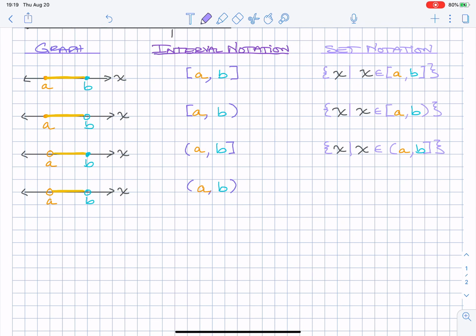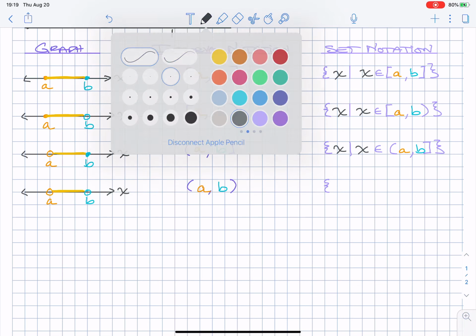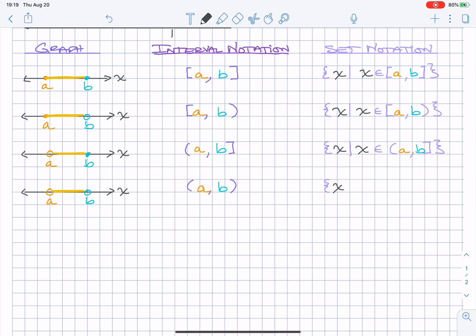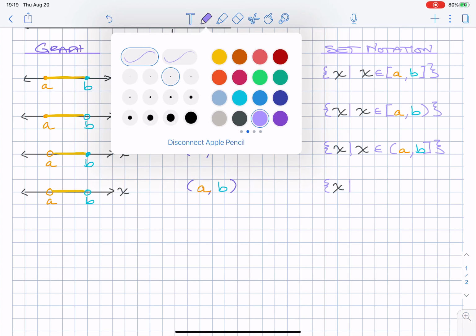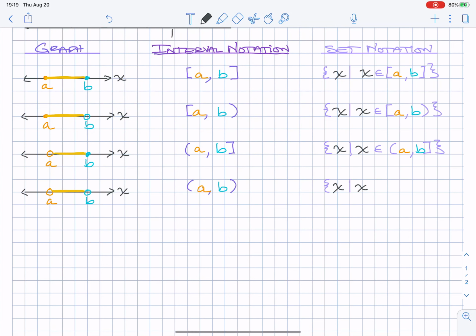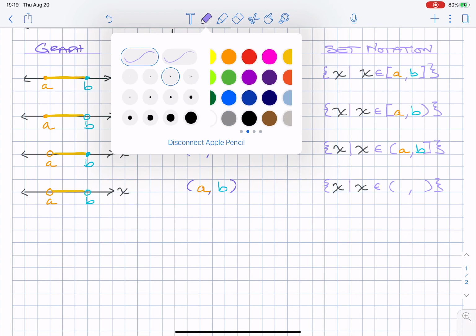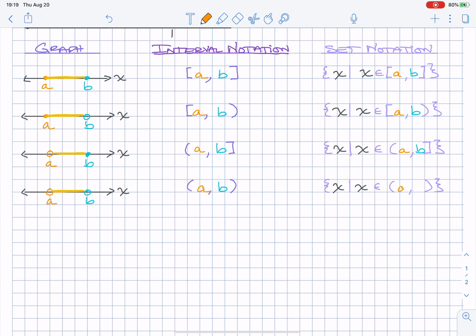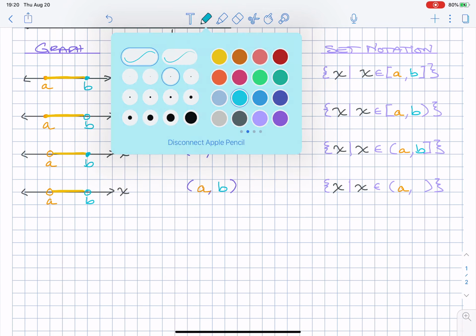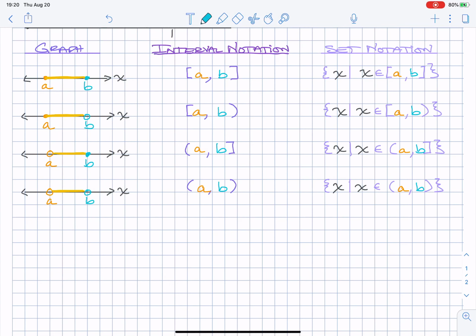Okay, so now we have open brackets. Set notation would be curly bracket, the set of all values of x, given that x is between A and B. Now, I cannot equal either A or B. Because it's an open dot, I can get very close to them, but I can't ever equal them. That would be a closed dot, so there we are.